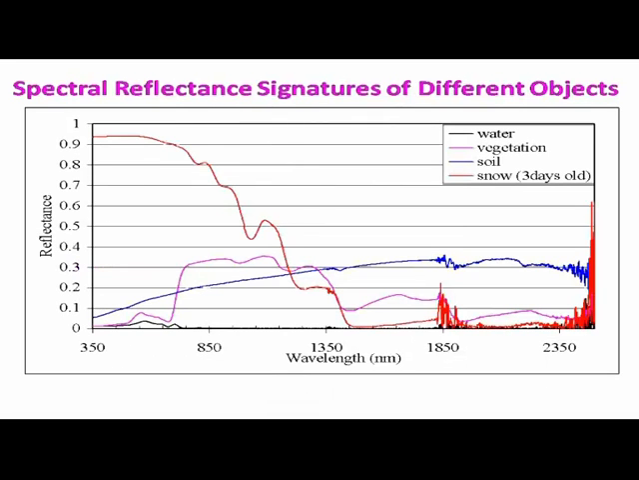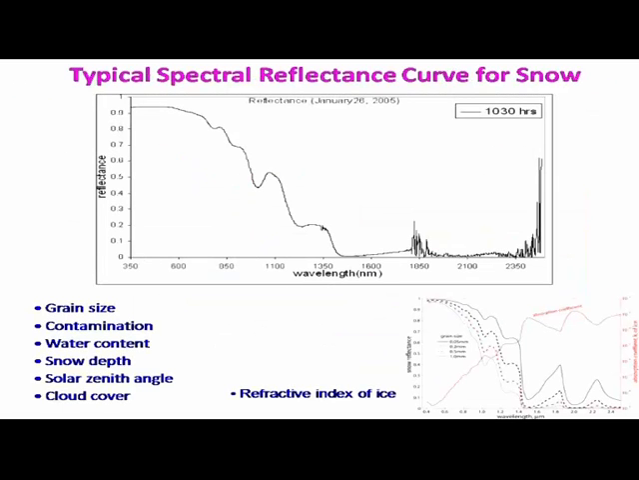Now this is the spectral reflectance signature of different objects. You can see that water has very low reflectance, and in the NIR region it is almost 0. Then this is for the vegetation, then for the soil and the snow. Snow has very high reflectance in the visible region. So I will now mainly talk about snow reflectance. This is the typical spectral reflectance curve of snow.